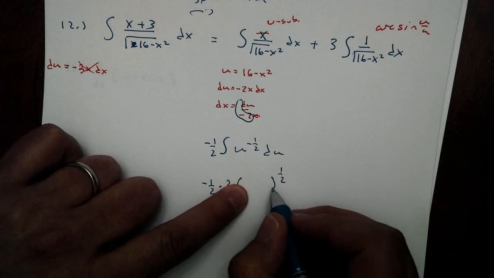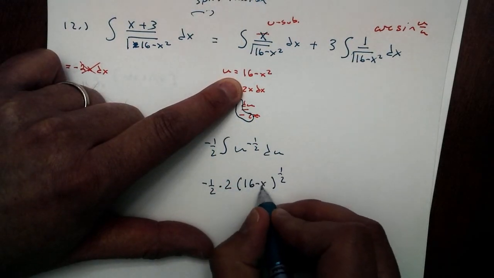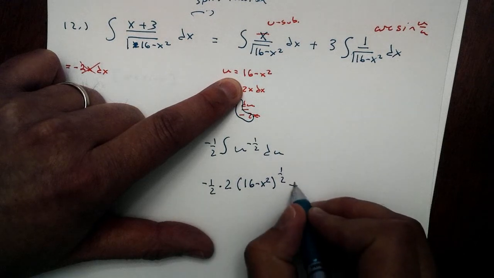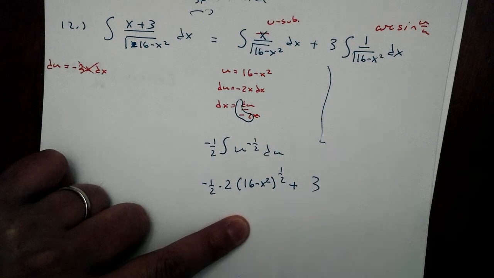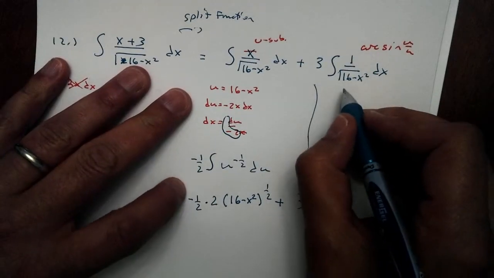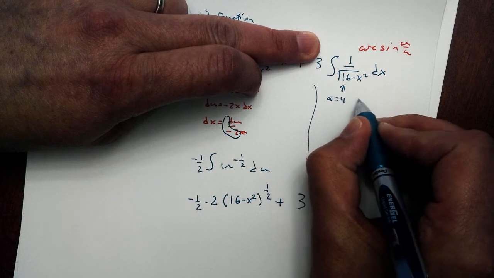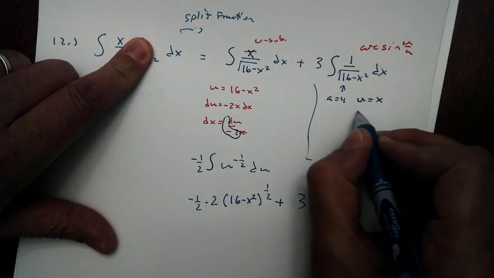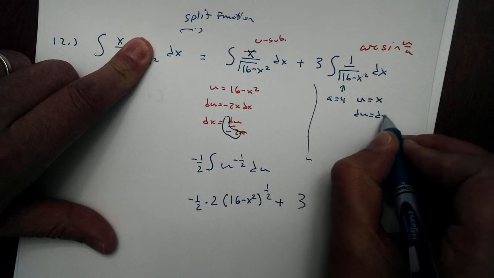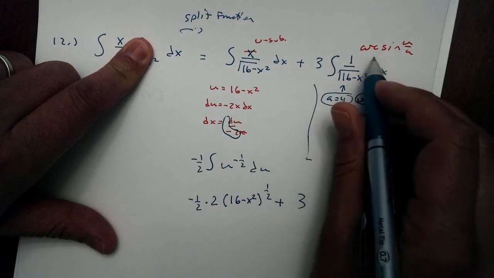I wrote a blank space here because I can just go and plug my u back in. This 16 minus x squared. Plus this 3, we're going to drag that down. And then we have our arc sine again. Remember, we know our a is going to be 4, and my favorite breakup line, u is x. Du is dx, so we're not multiplying or dividing by anything, and we have our arc sine.